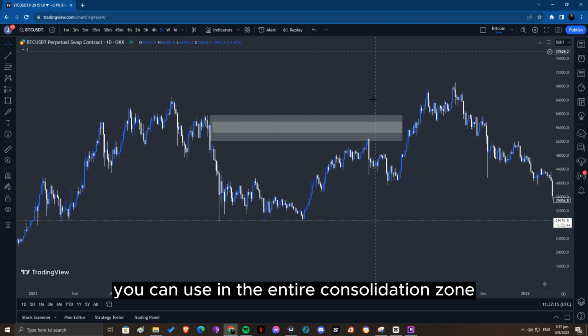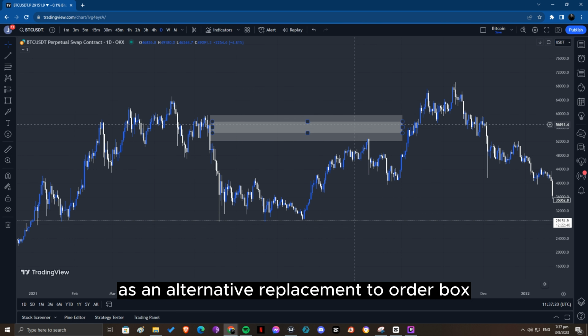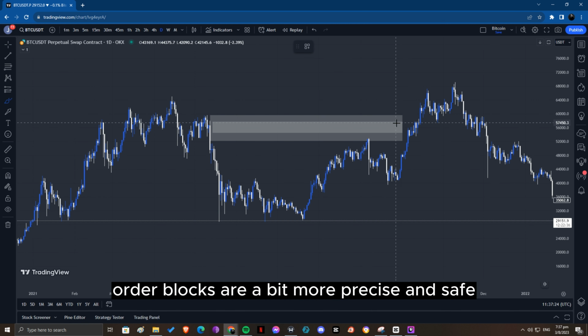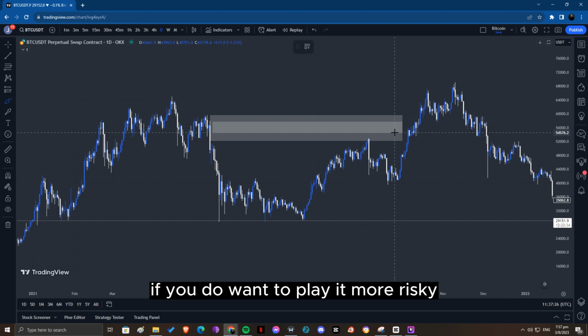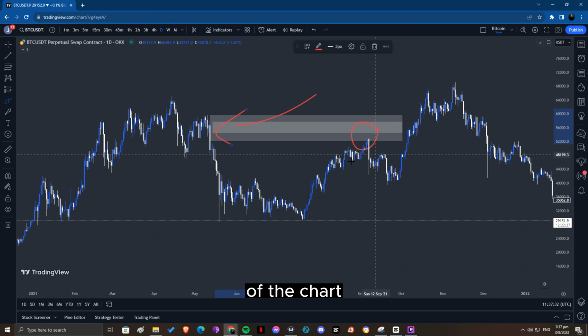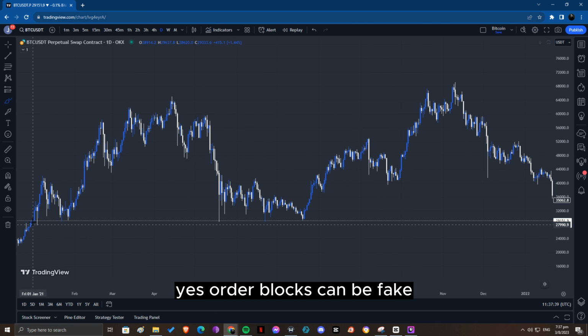So alternatively, you can use an entire consolidation zone as a replacement for order blocks, and they're quite similar. However, order blocks are a bit more precise and safe. If you do want to play it more risky, you can actually use the order flow. So the price actually touched the order block from the left side of the chart. So sure, we have order blocks here, we have order blocks here, but this is not true. This is fake order blocks. This is fake. Yes, order blocks can be fake.